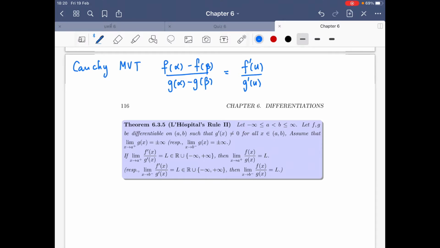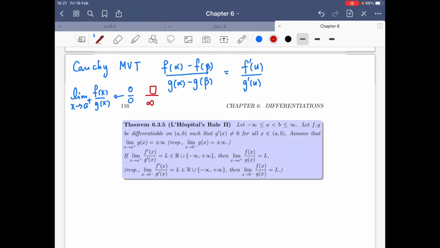However, we have some conditions: f must be continuous in the closed interval and differentiable in the open interval, and that kind of thing. Today we are going to look at another kind of L'Hopital's rule. Previously we had the rule that takes care of the 0 over 0 situation, and today we are going to consider the something over infinity situation.